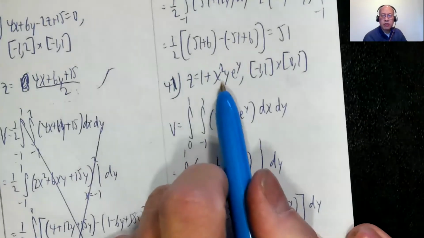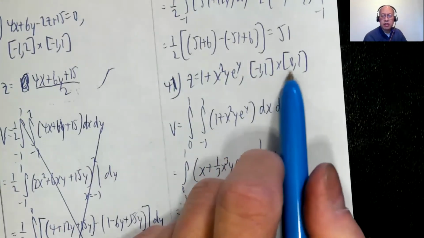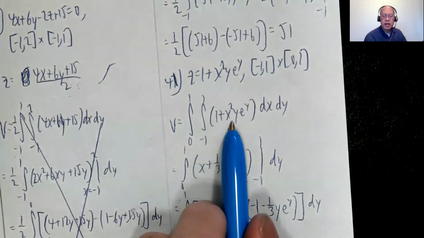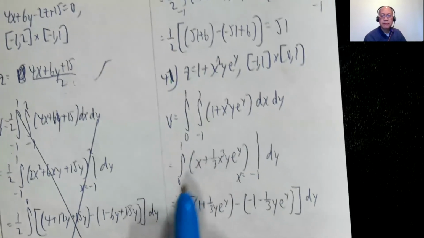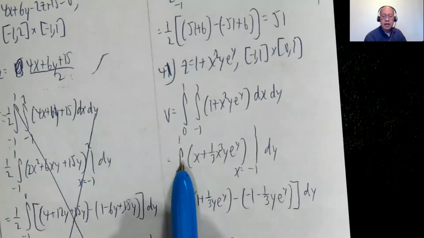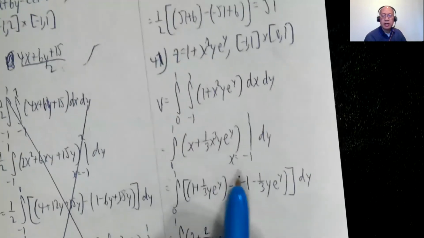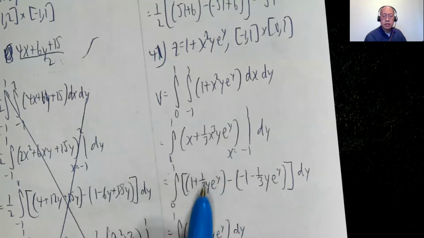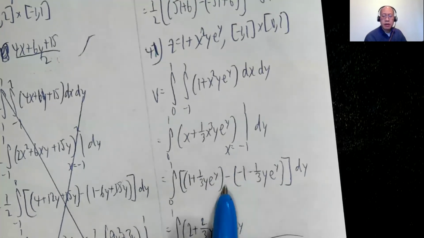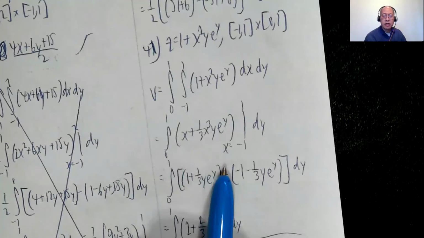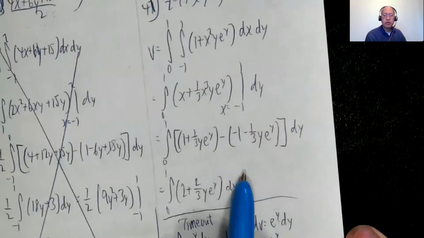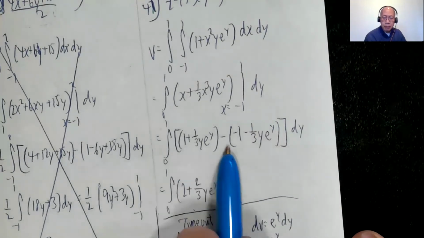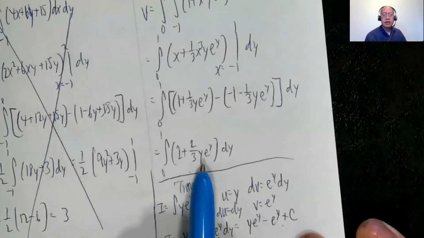Z equals 1 plus x squared y e to the y, over [-1, 1] cross [0, 1]. So 1 plus x squared y e to the y dx dy. Integrate with respect to x. X plus 1/3 x cubed y e to the y, with x going from negative 1 to 1. Plug in 1: 1 plus 1/3 y e to the y, minus plug in negative 1: negative 1 minus 1/3 y e to the y. 1 minus a minus 1 is 2. That minus a minus that is 2/3 y e to the y.